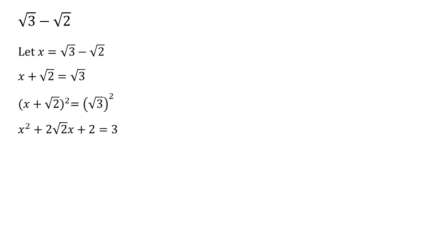Now, subtracting the x squared and the 2 from both sides gives us 2 root 2x equals 1 minus x squared. And now if we divide through by the 2x, we get that root 2 equals (1 minus x squared) all over 2x.